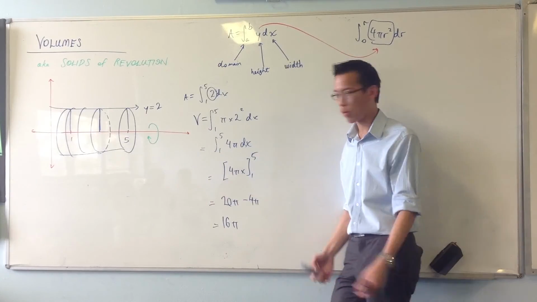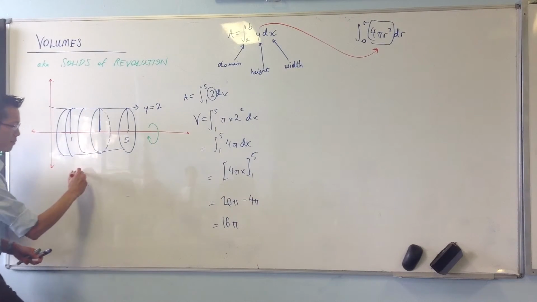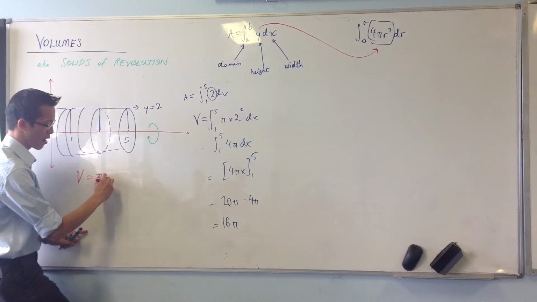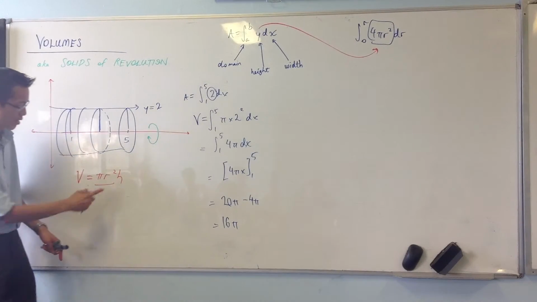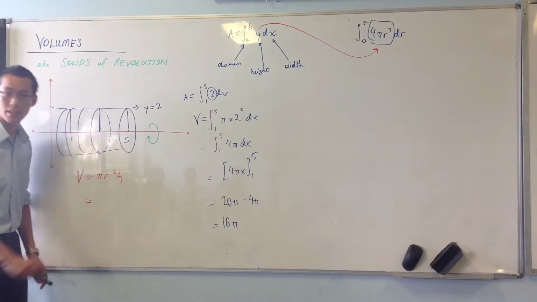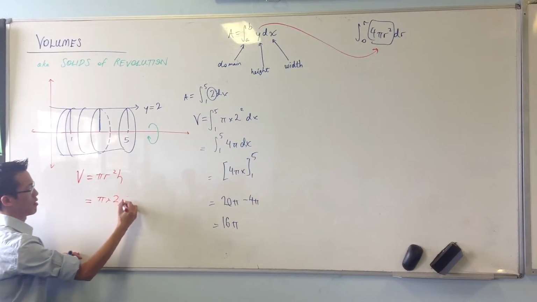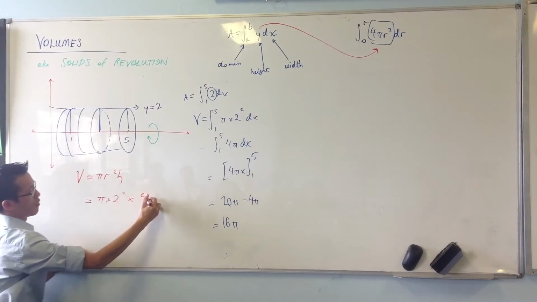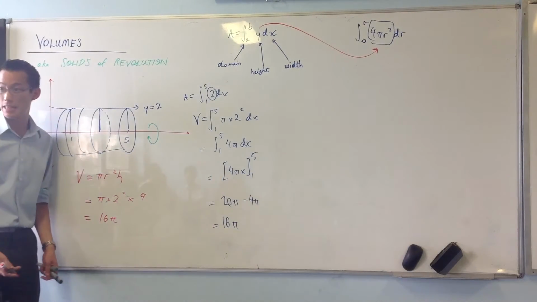Now here is why I chose this shape, because we know how to work out the volume of a cylinder. What's our regular formula for the volume of a cylinder? It's pi r squared h. This is my base, so it's a prism, just like any other. So what is it in this case? What's my radius? It's 2. And what's my height? It's from 1 to 5, which is 4. So it looks like it checks out, at least in this case.